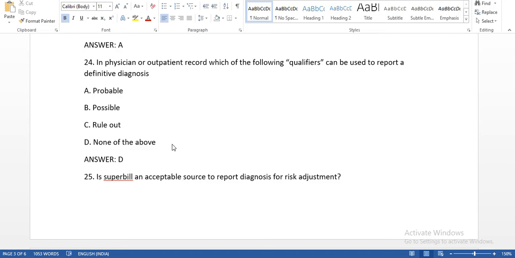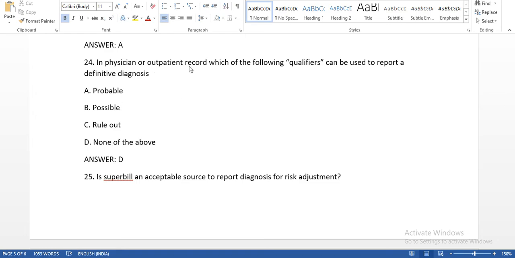Basically in the outpatient setting, we will not code uncertain diagnoses or suspected conditions like probable, possible or rule out. We will not code these conditions in outpatient records, but we can code them in the inpatient record, when at discharge the diagnosis is not confirmed by the physician in the inpatient setting. So in the outpatient setting we can't code this. So our answer is none of the above. We can't consider coding this as a confirmed diagnosis in the outpatient setting.